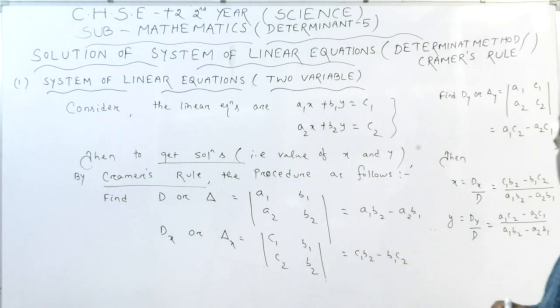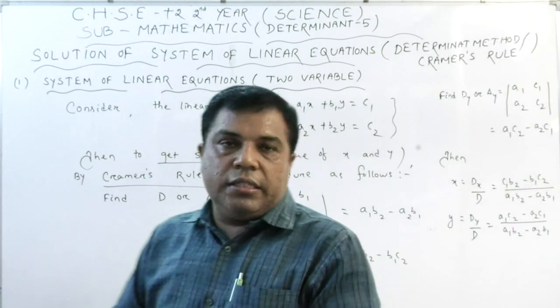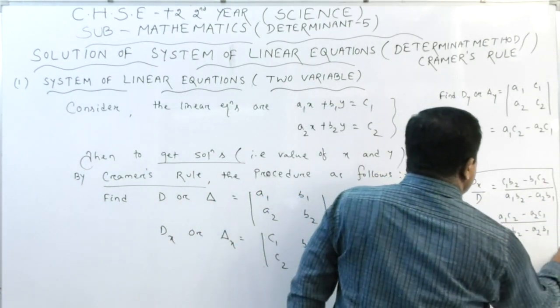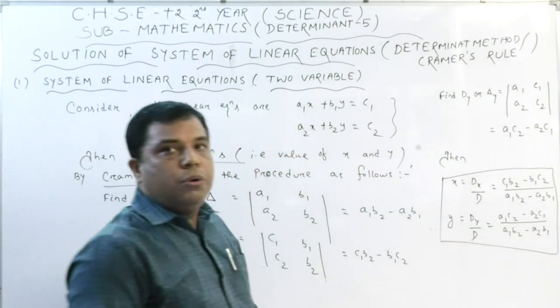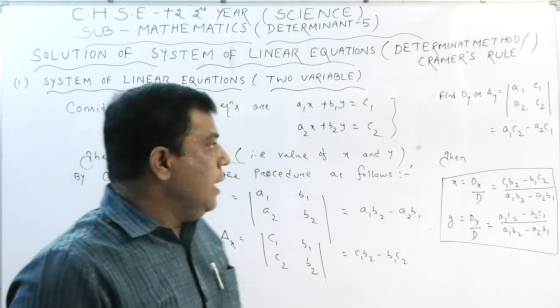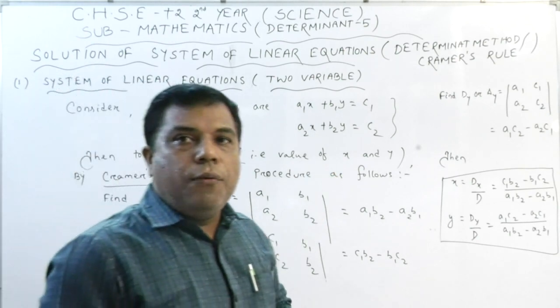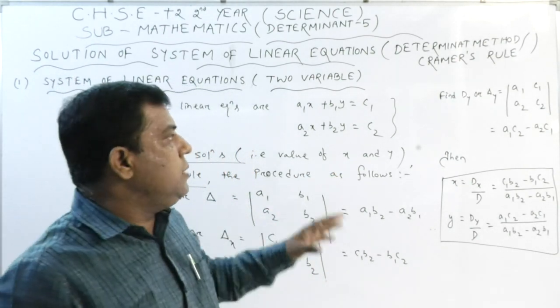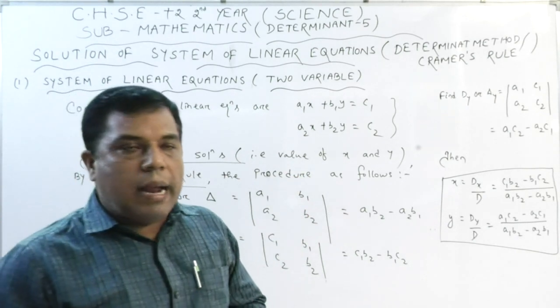Okay, dear students, so in this way, this is the value of x and this is the value of y, and we are using Cramer's rule, or the determinant value, to get the solutions of x and y. So we can find this very easily, we don't need any other methods. It is very easy as per Cramer's rule.